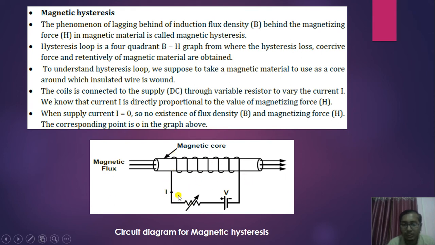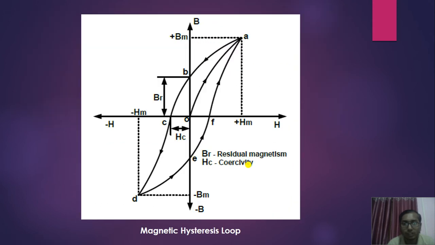By this variable resistance we will increase or decrease the current. By increasing or decreasing this current we are actually varying the magnetizing force, and we will see the effect on the magnetic flux density accordingly. So we know that current I is directly proportional to the value of magnetizing force H. So when supply current I is equal to 0, there is no flux density and no magnetizing force. The corresponding point is O in the graph. Here you can say no H, no B.